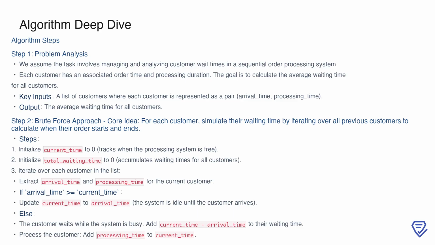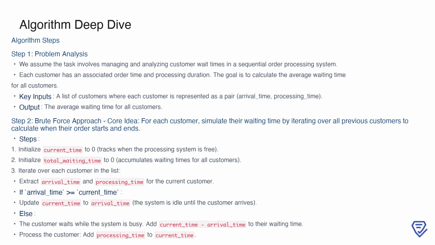To achieve this, the input is a list of customers, where each customer is a pair of arrival time and processing time. The output is the calculated average waiting time for all customers. A simple brute force approach can be used initially to simulate the process. Here, we iterate over each customer, keeping track of when the system becomes free and adding the calculated waiting times.